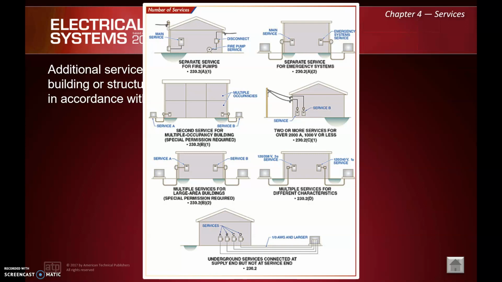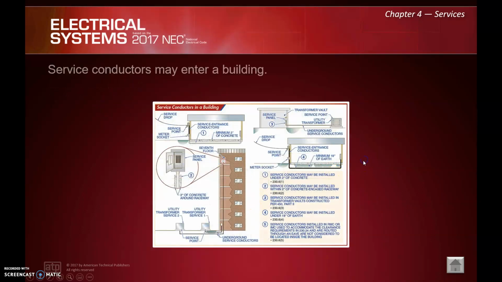Multiple services for different characteristics. So in this case, we have some different voltages. Okay, and even that's fairly uncommon. We're usually going to have one service with a transformer, but it is something that can happen. And then underground services connected at the supply end, but not at the service end. So I've only seen this one time in my career, but we have one transformer basically feeding several main service disconnects here.